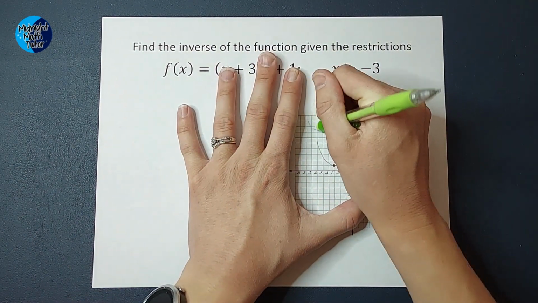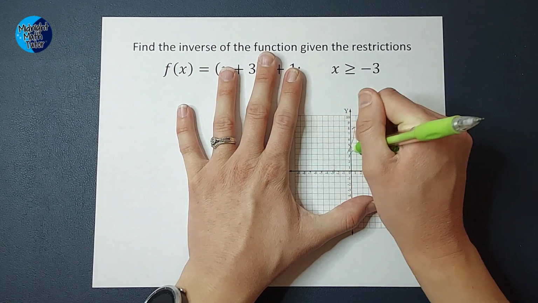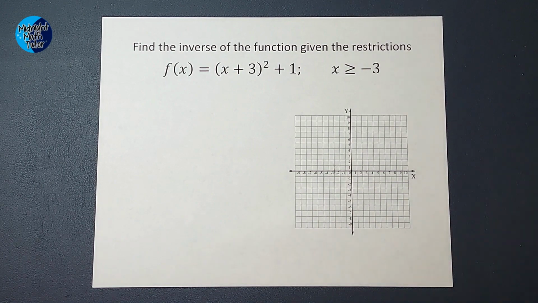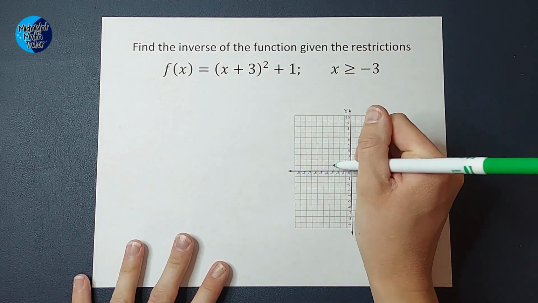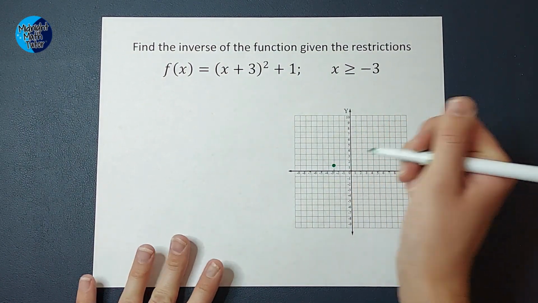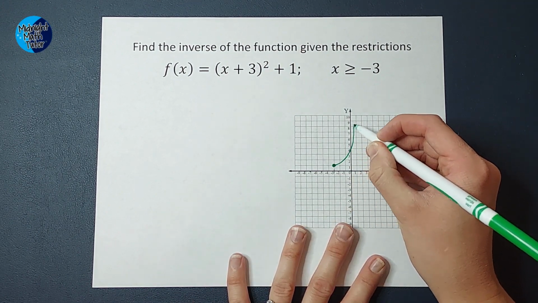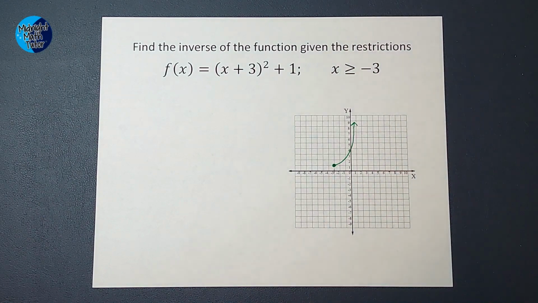So let's go ahead and make this more official with some marker. So this is going to look like this. Now this isn't gonna be perfect. I'm not finding every point on here, right? But it's gonna look something like that. Okay. Now we are going to find the inverse of this.